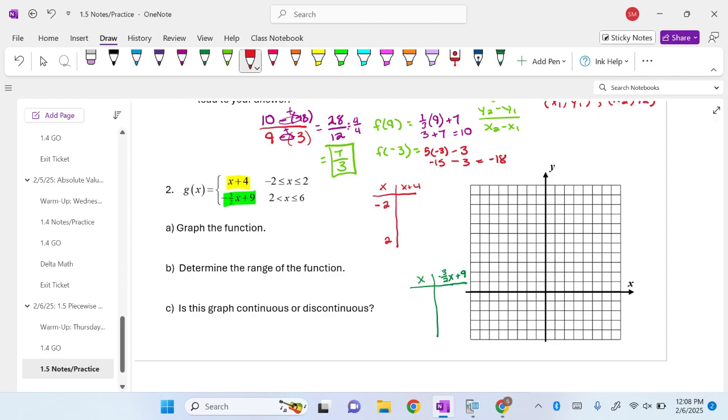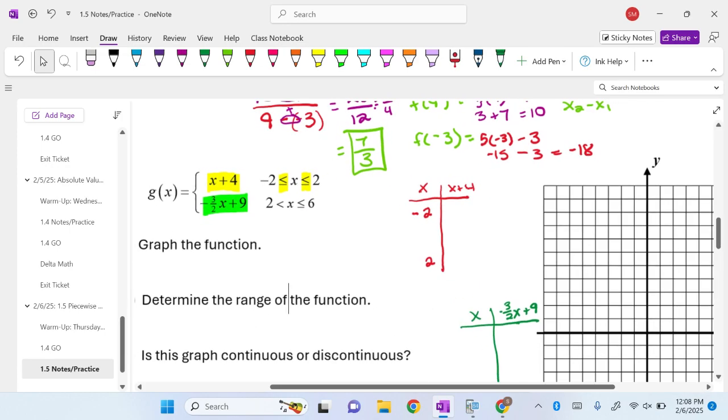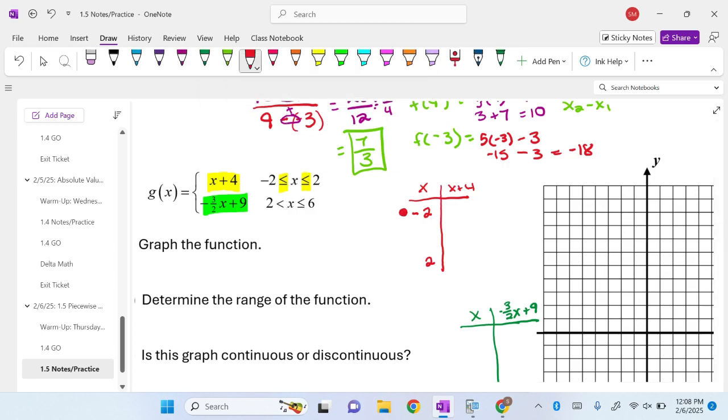Now, based off of the inequality signs, so here and here, what type of circle would I have on top of negative 2, open or closed? Closed, because it's a less than or equal to. So this would be a closed circle. I usually like to mark it next to it. What about for 2, open or closed? Closed. All right. Now we're going to fill in some other x values between negative 2 and 2. So you could say negative 1, 0, and 1.